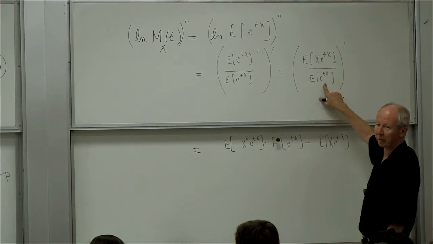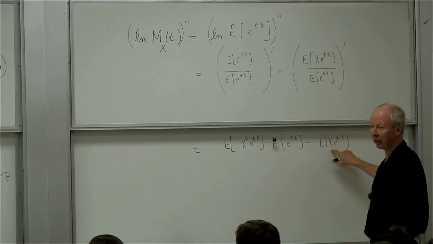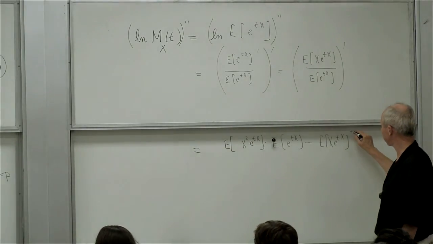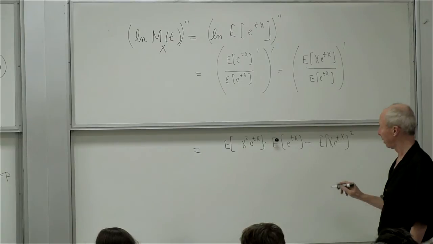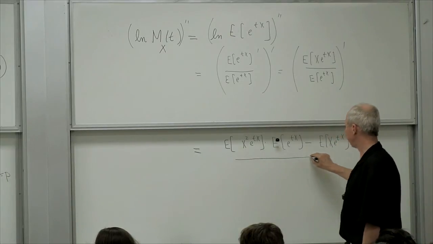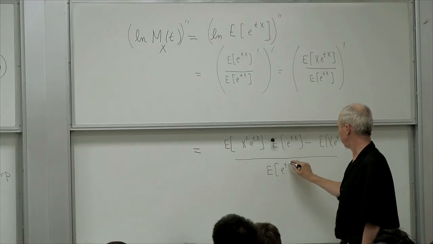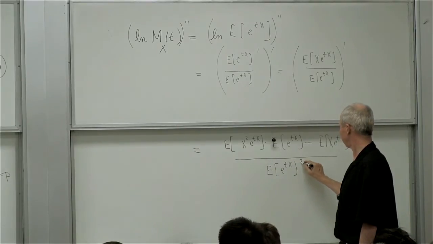What's the derivative of the denominator? Well, we just did it. It's this. So we get another factor of this. We have to multiply by this again, so that thing's squared, right? And then we divide by the denominator squared.